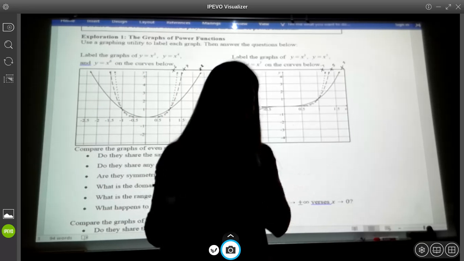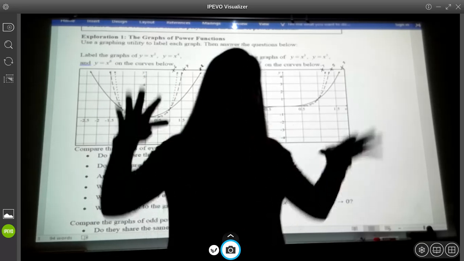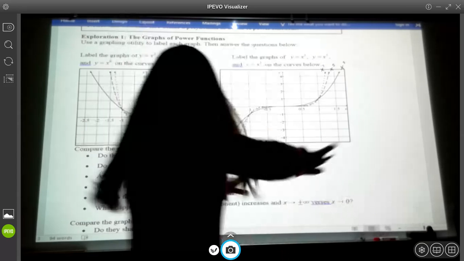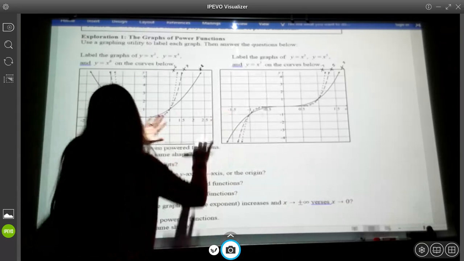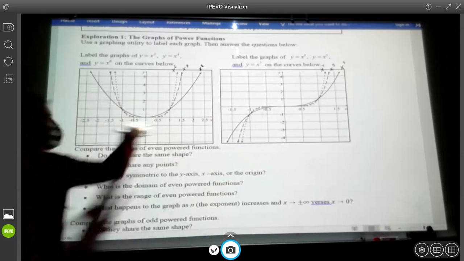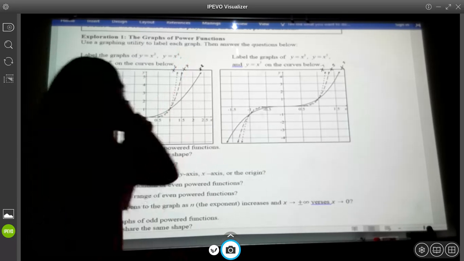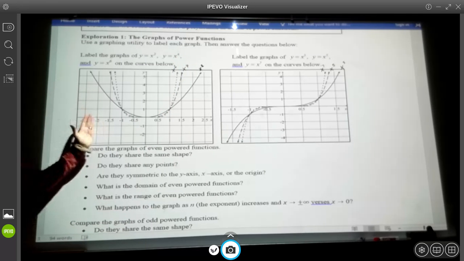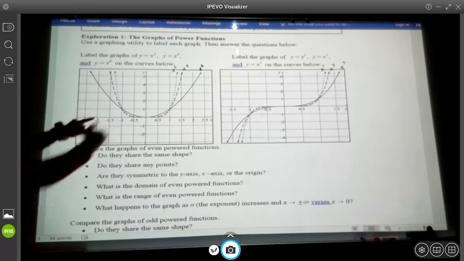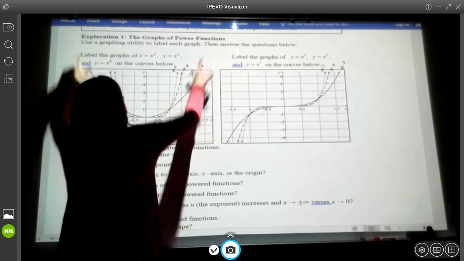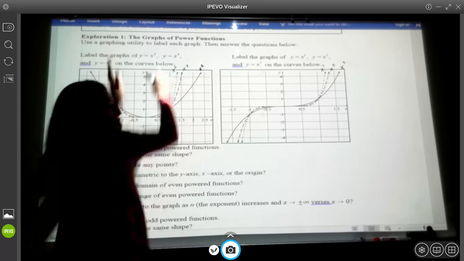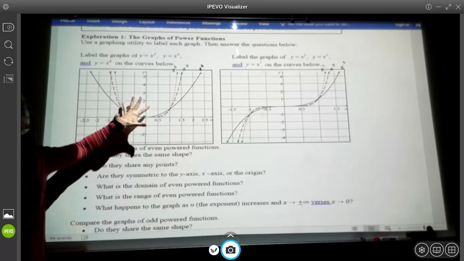The end behavior of the graph is what each end of the graph is doing. As x gets really, really big or as x gets really, really small, what's the y value doing? What's the end behavior of this graph? If you notice, on an even power function the end behavior is the same. Both ends go in the exact same direction on your even power functions.